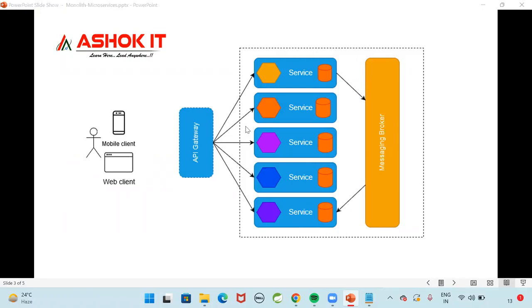we are going to divide the functionalities into multiple services. Instead of developing one single application, we are going to divide the application into multiple services. So that is called microservices architecture.